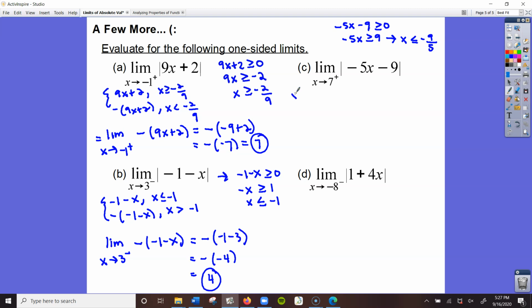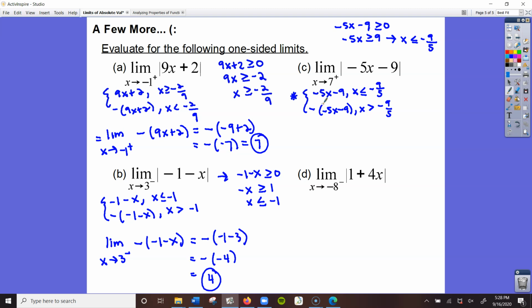So now I'm ready to write my piecewise that represents this absolute value function, which would be negative 5x minus 9 for when x is less than or equal to negative 9 over 5, and then negative all of negative 5x minus 9 for when x is greater than negative 9 over 5.